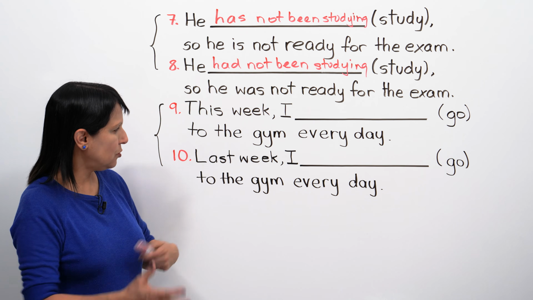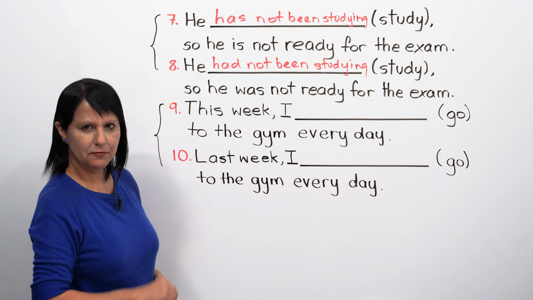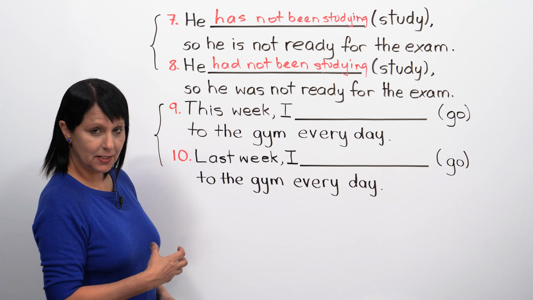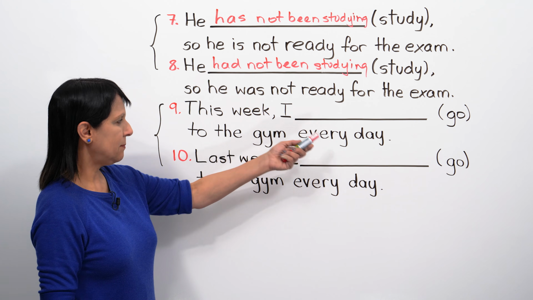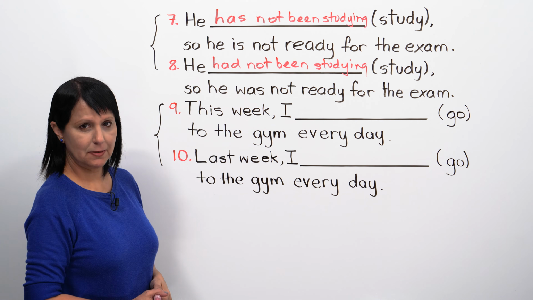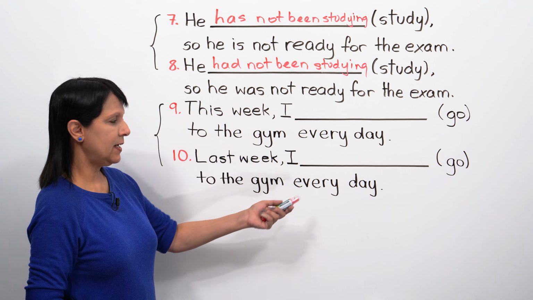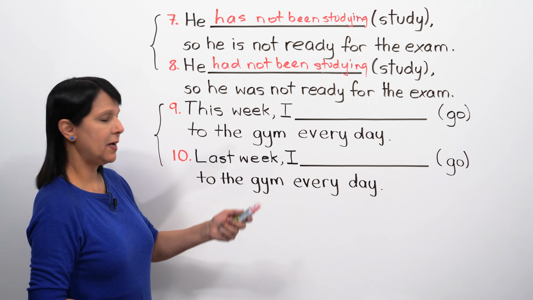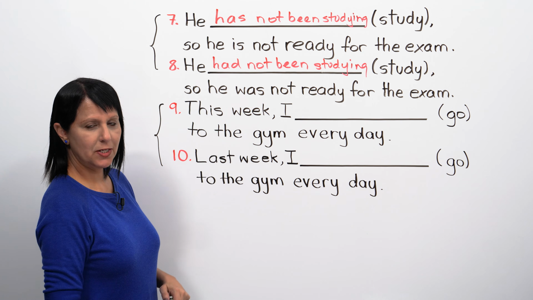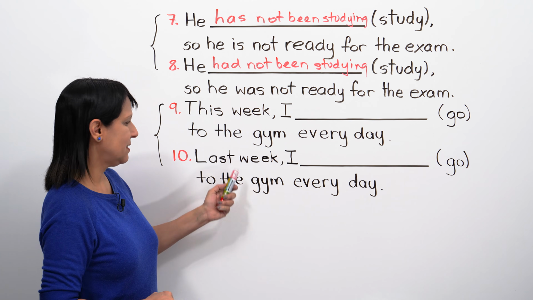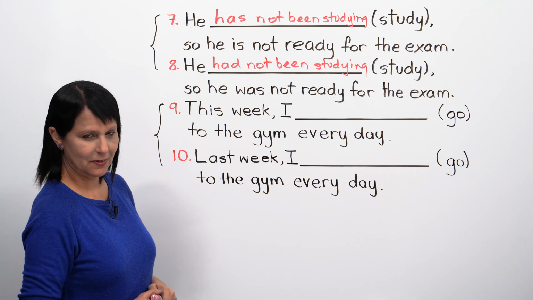And to conclude, let's do 2 positive sentences again in a slightly different way. This week, present, this week I blank go to the gym every day. Or last week I blank go to the gym every day. So now your connection is here. This week, present, last week, past. So what would you put here?